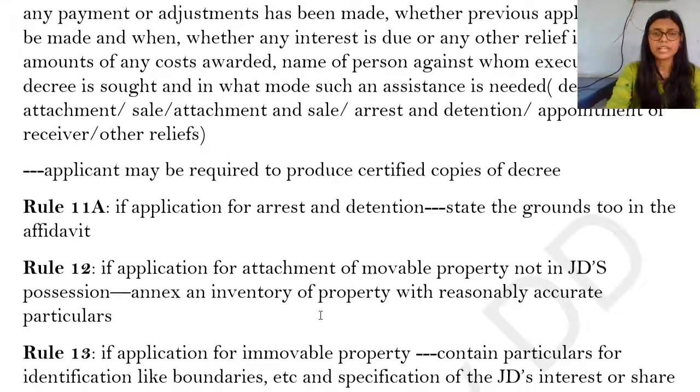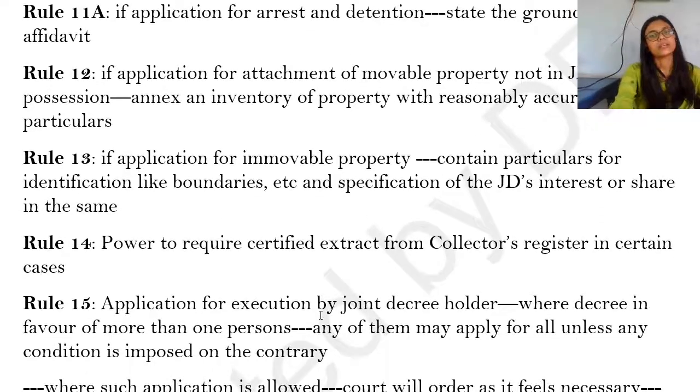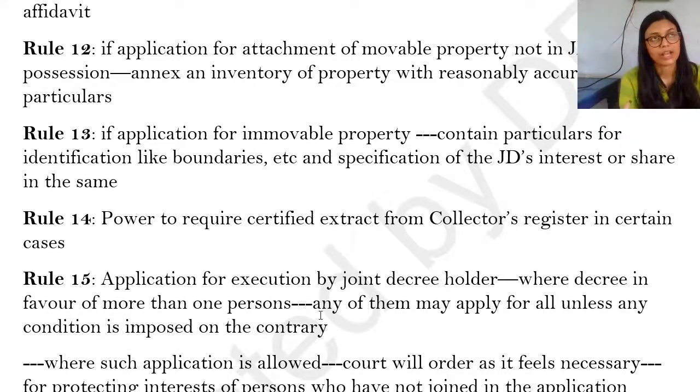Now rule number 12 is telling you, if there is an application where you want to attach movable property which is not in the judgment debtor's possession, then you have to put an inventory of the property, and give reasonably adequate particulars so that you could identify that movable property. Now rule number 13, if it is for immovable property, obviously it should contain particulars for identification like boundary numbers, etc. And you should also specify, if it is a shared property, what is the judgment debtor's interest or share in the same.